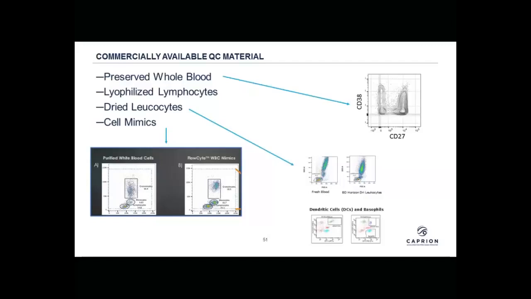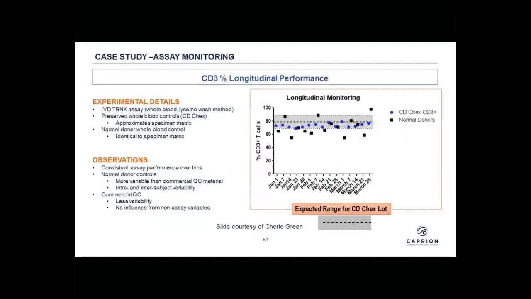There are also really clever things, these cellular mimics, which are polymer-based, and you can see that they, for light scatter at least, they function nicely to mimic the lymphs, monos, and granulocytes. So let's look at a few case studies in assay monitoring. So this slide was kindly provided by Sherry Green, and what she's done here is she is looking at an in vitro diagnostic TBNK assay for whole blood lyse-wash method.